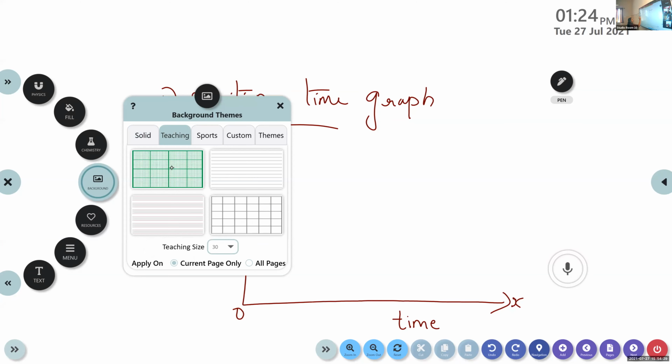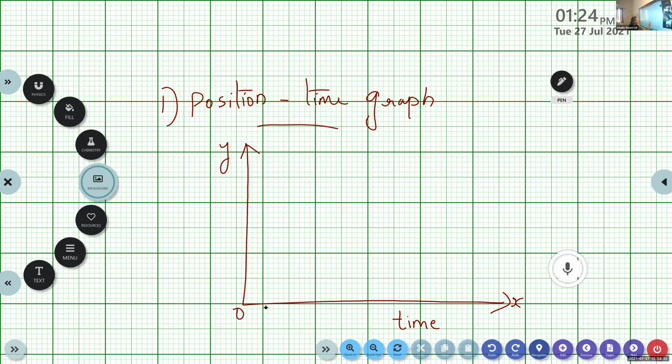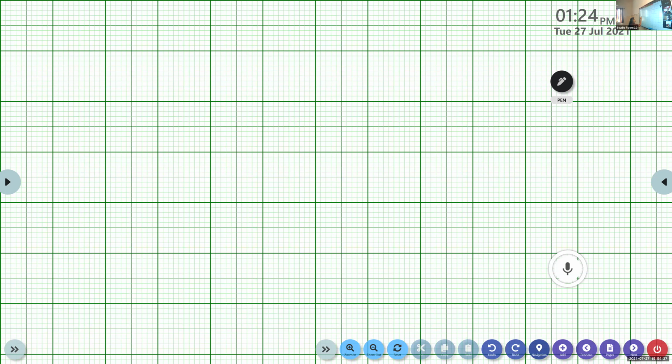Okay. If you are drawing a position time graph, it must consist of two axes. One is the x-axis and the other is the y-axis. And here we have an origin. What is the origin? Can you recall what you mean by origin?